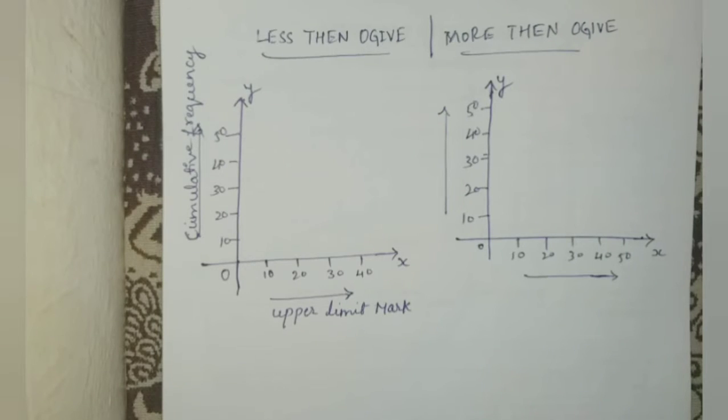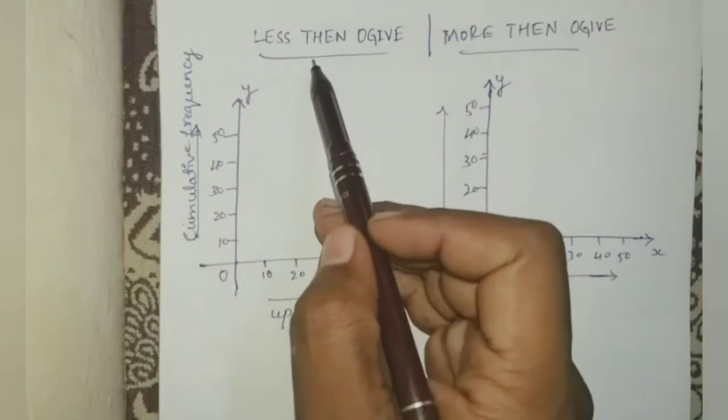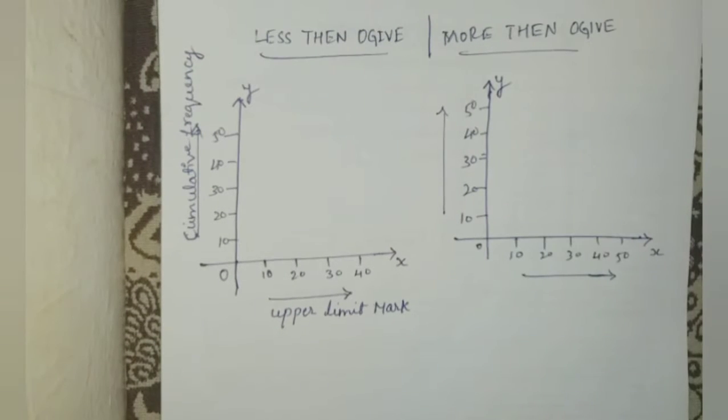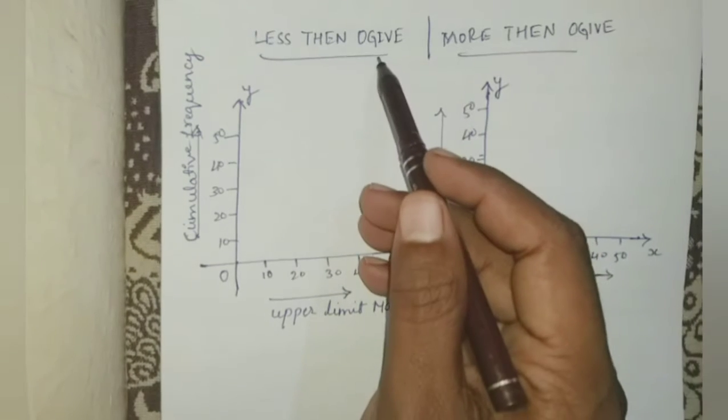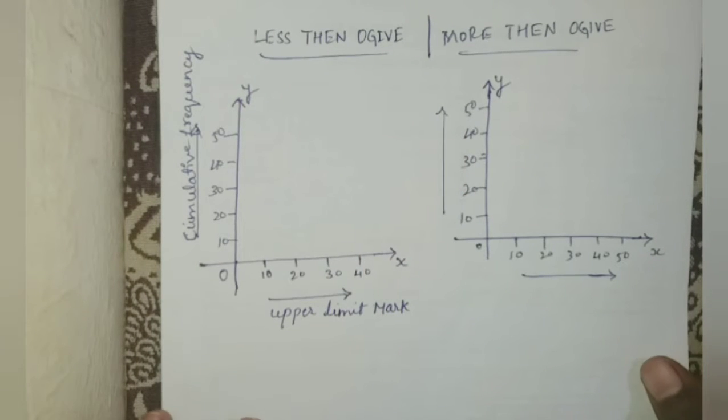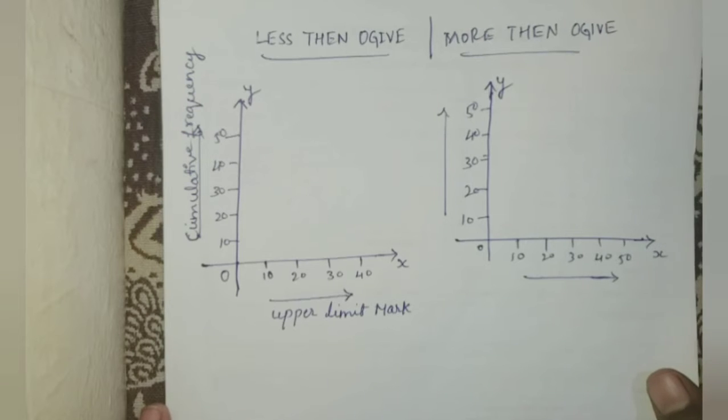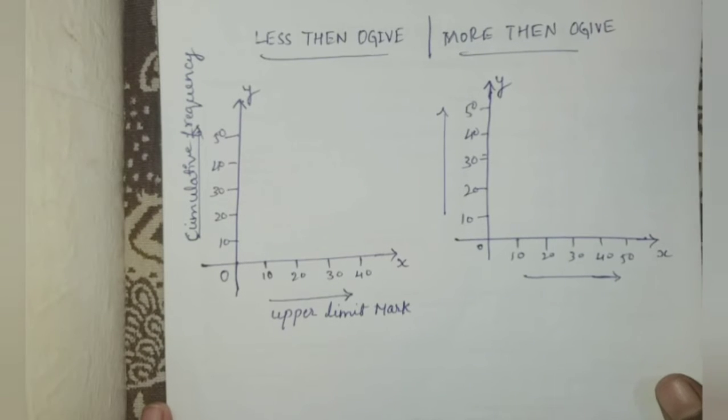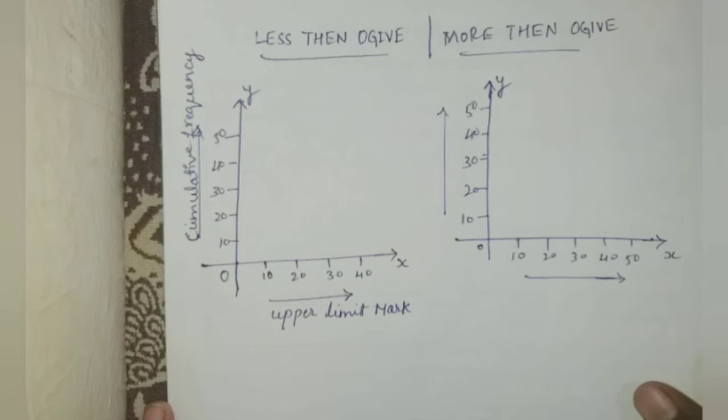Hi guys, today's class we discuss graphs. In graphs we have two types: less than ogive and more than ogive. So what is the meaning of this ogive? In 9th standard you did graphs, so once again we will recall 9th standard graphs.